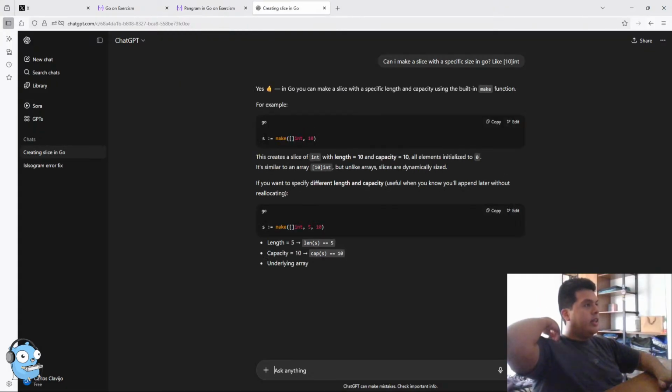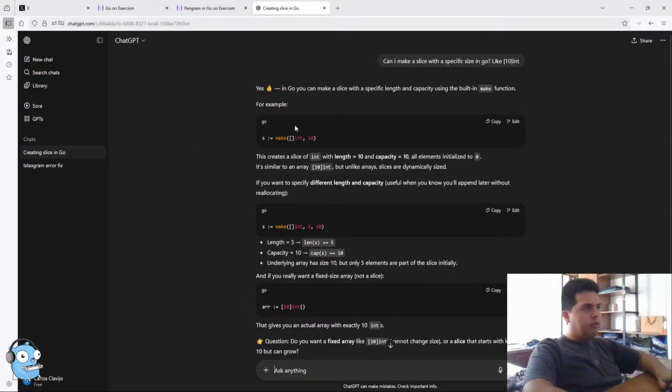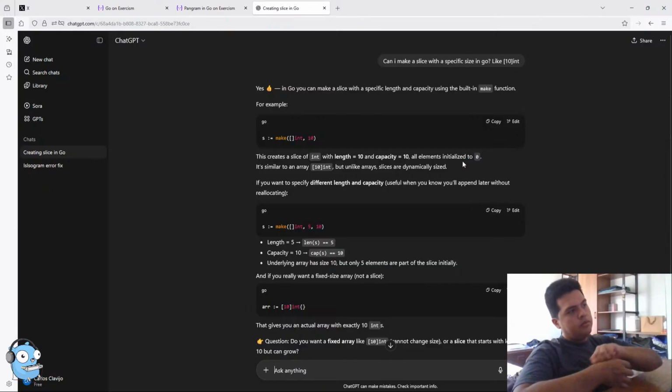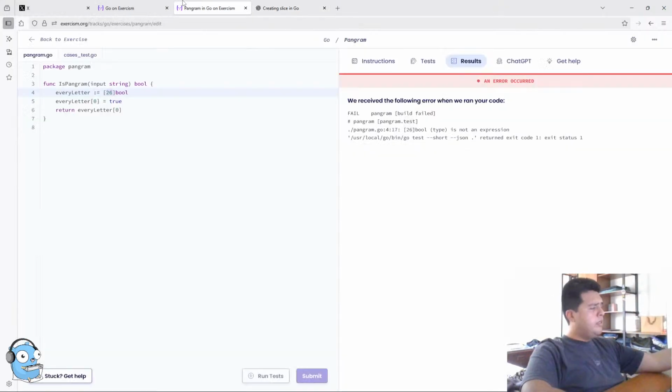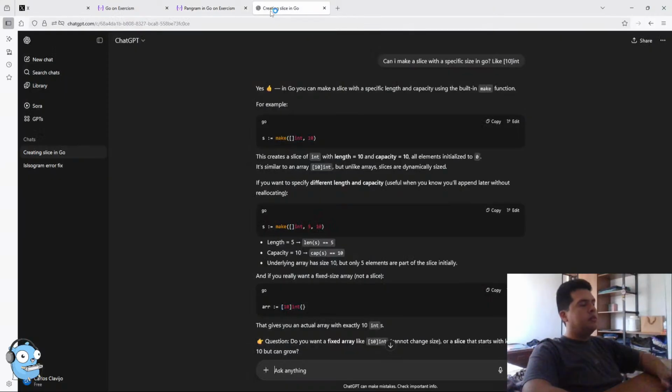Okay, I can with a make. I forgot about that. This creates a slice of int with length 10 and capacity of 10. All elements are initialized to 0. It's similar to writing an array of 10, but slices are dynamically sized. That means if I don't use the append method, it wouldn't be resizable.